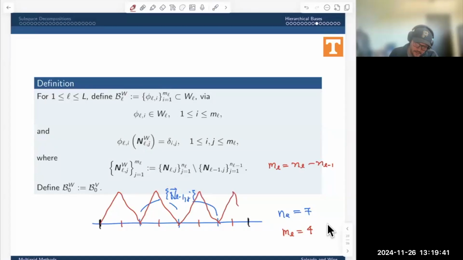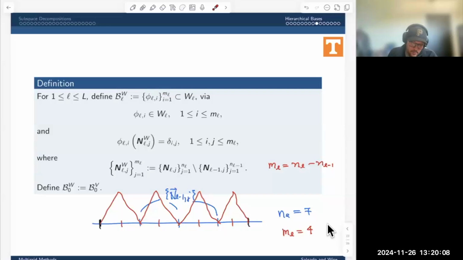And finally, there. Okay, so they have to be functions in WL. So this is phi L1, phi L2, phi L3, phi L4, right? Those are each functions in WL because they have zeros at these nodes. That's what it means to be in WL.